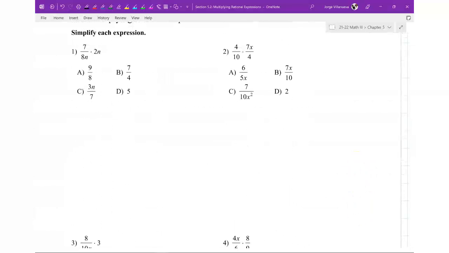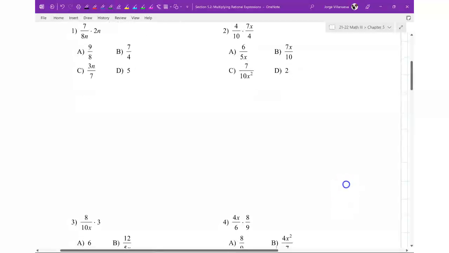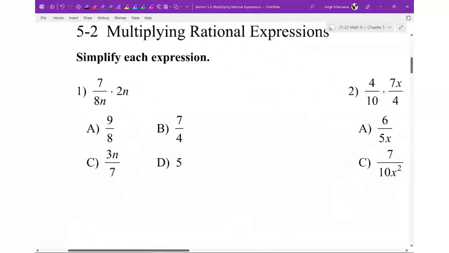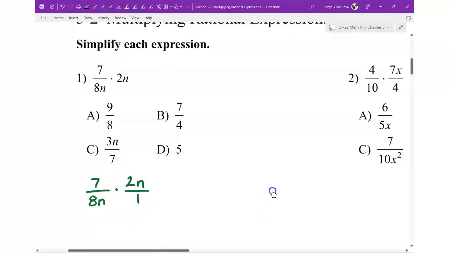Now I do want to just remind you before I do any of these problems. So we're probably gonna do question number, let's do number 4. But just really quick, you see how number 1, it says 7 over 8n times 2n. If you have a hard time understanding how to multiply that, you can always rewrite it like this. Okay, 7 over 8n times 2n over 1. You can always do that. You know what? Let me just do this one, and then we'll do number 4 after. So you can always rewrite it.